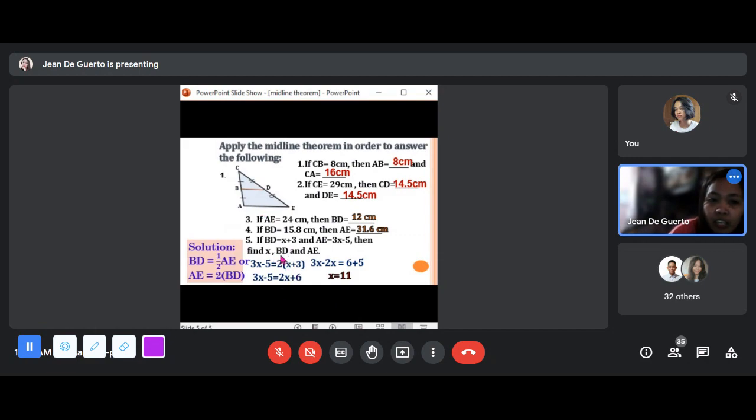So to give the length of BD as well as AE, if x is 11, what is the length of BD and AE? Who will give the length of BD and AE? Who is this? Who raised their hand? If x is 11, what will be the length of BD and AE?